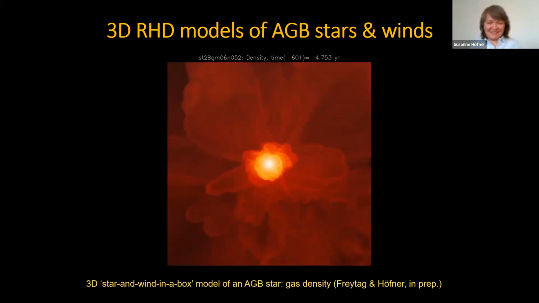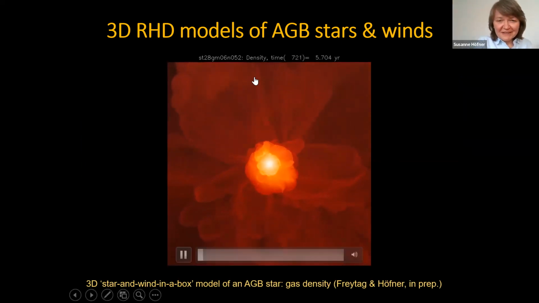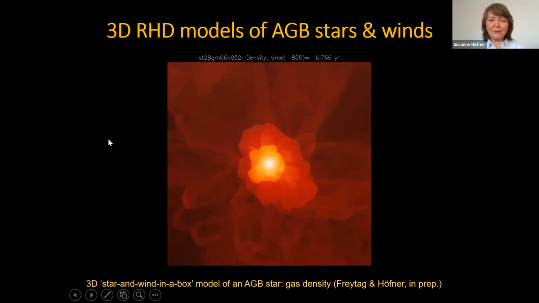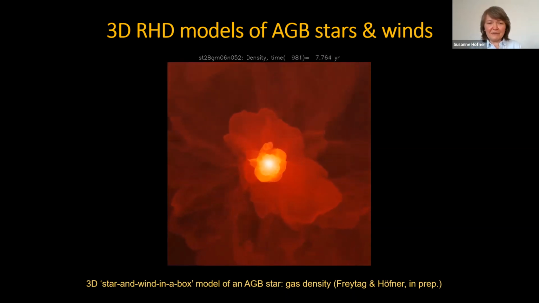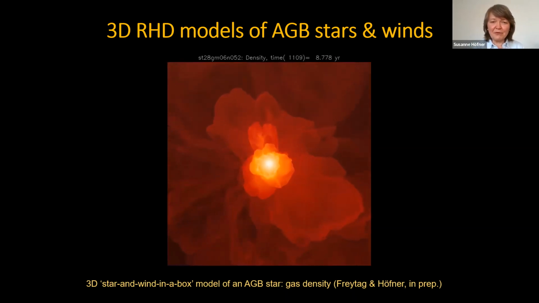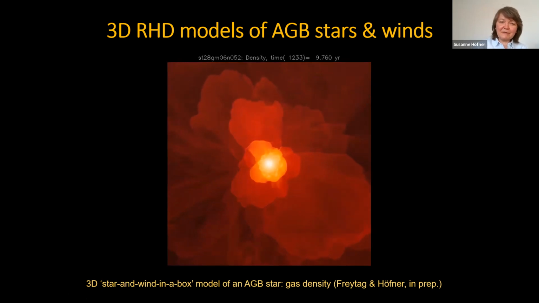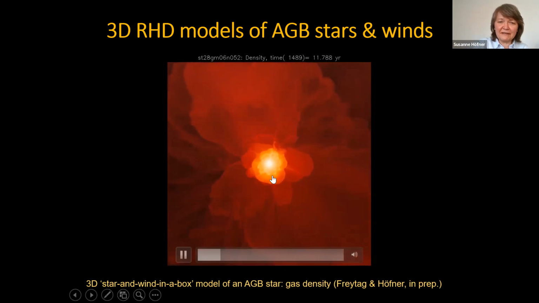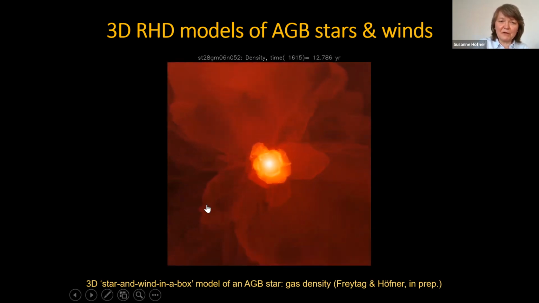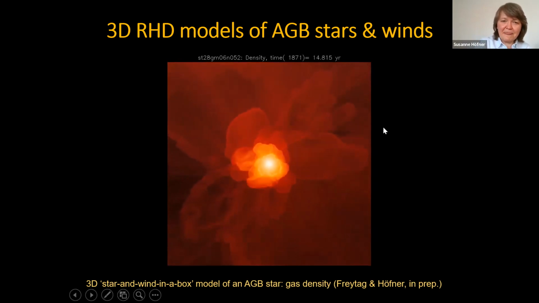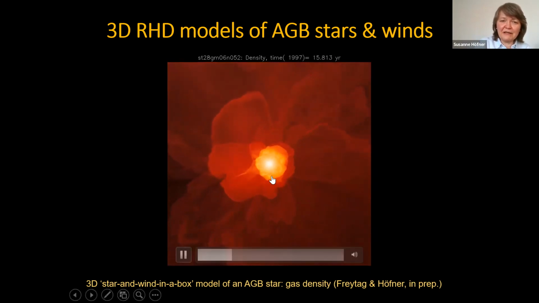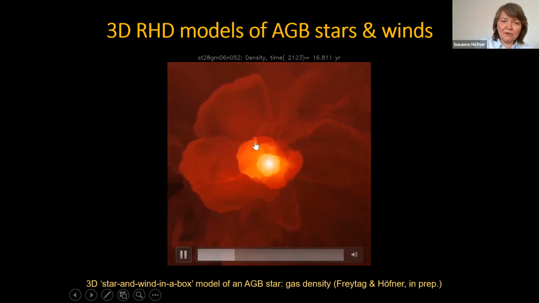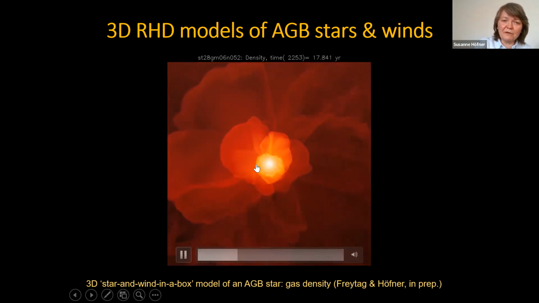So this is where we get to the animations, or rather the movies of these models. This is now the first movie showing the density cuts through the center of the star. So again, the star is roughly this size. You see the box is now huge compared to maybe what you have seen before in terms of 3D convection calculations. You see how shock waves form and move outwards.